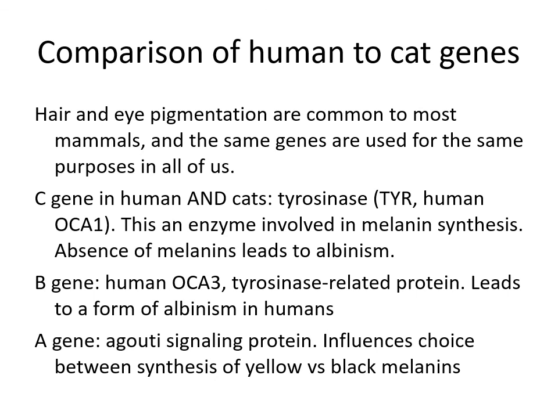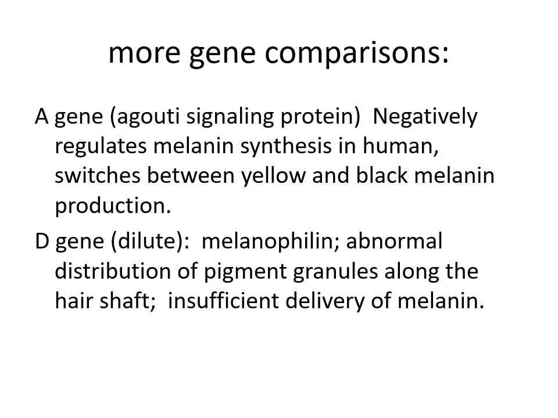The agouti signaling protein in cats influences the choice between synthesis of yellow and black melanins. In people, it negatively regulates melanin synthesis, switching between yellow and black production. So again, this agouti signaling protein serves a similar function in humans as it does in cats. The D gene similarly encodes in people a protein called melanophilin, and mutations in that gene give abnormal distribution of pigment granules along the hair shaft, insufficient delivery of melanin, not synthesis.